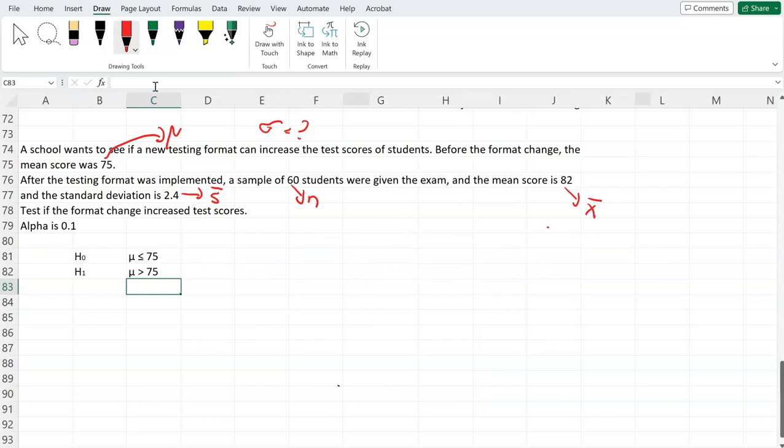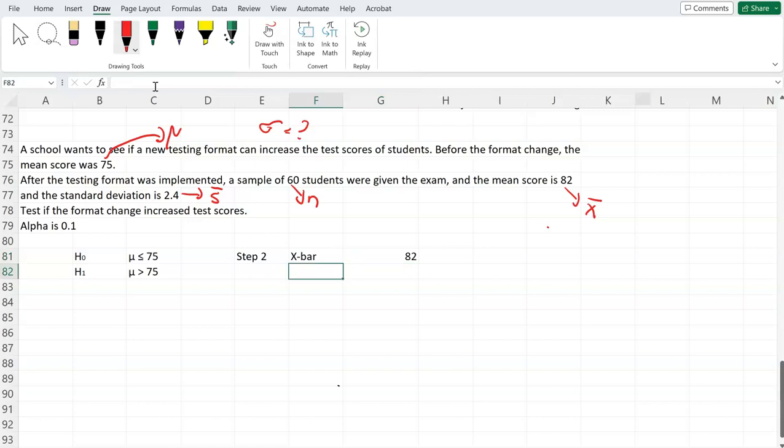So we have our null and alternate hypothesis. I did not write it out in full. I can use symbols now. So my population mean, if it remains at 75 or less than 75, I do not reject the null. If it's greater than 75, then I reject the null. So this is my step 1. Now step 2 is calculate or find the sample averages. So I know my x bar is 82.